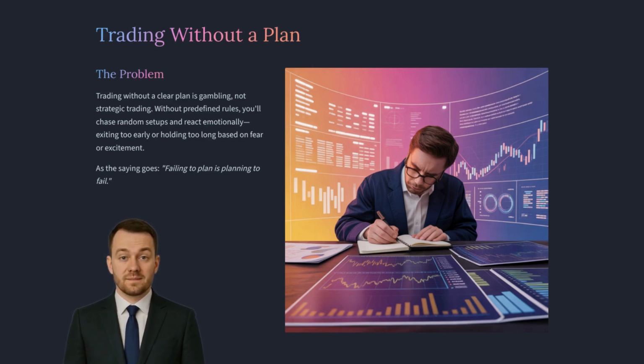Why this is a problem? If you don't have a plan, you're likely to chase random setups and react emotionally to market moves. You might jump in or out of trades for the wrong reasons. For example, exiting at the first sign of a loss or holding on too long when a trade turns profitable, simply because you have no predefined rules. This inconsistency makes it impossible to measure what's working and what isn't. As the old saying goes, failing to plan is planning to fail. Without a strategy and rules, you're trading on hope and gut feelings, which rarely ends well.